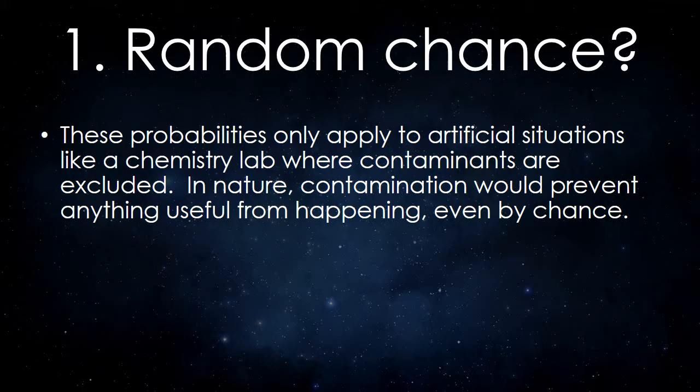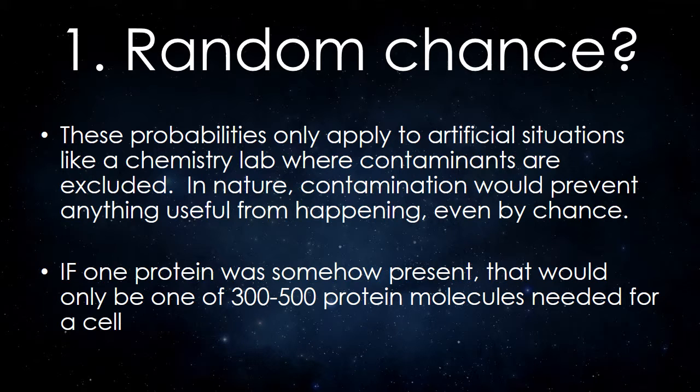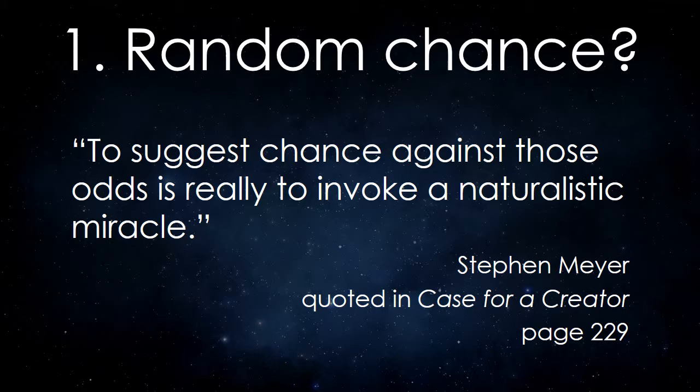These probabilities only apply to artificial situations like a chemistry lab, where contaminants are excluded. In nature, contamination would prevent anything useful from happening even by chance. But even if one protein was somehow present, that would only be 1 of 300 to 500 protein molecules needed for a cell that is only minimally complex. According to Stephen Meyer, to suggest chance against those odds is really to invoke a naturalistic miracle.